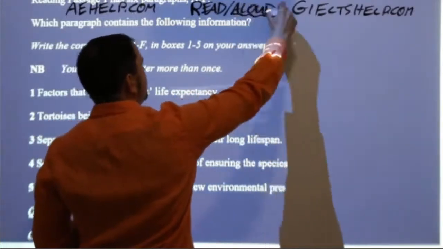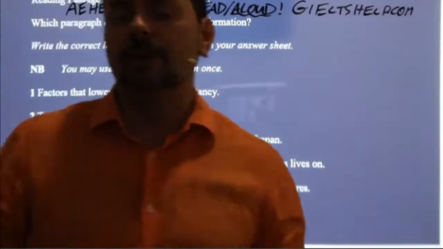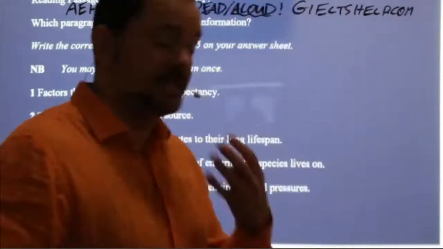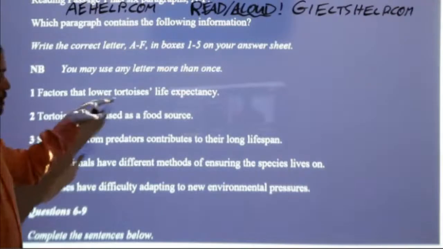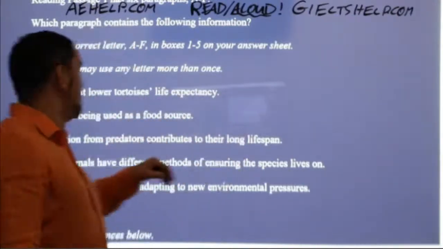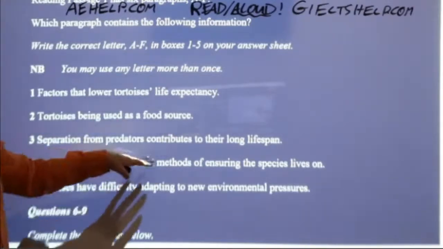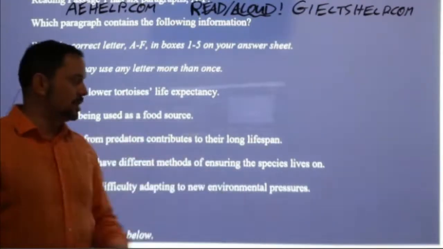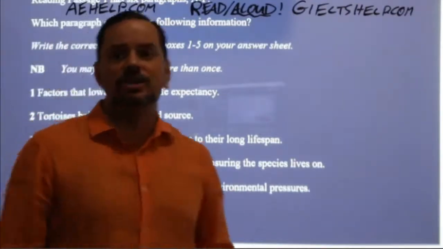Why is aloud reading important? Just before we get more into this. So why is it really important for you that when you're reading, you spend about half of your English reading practice every time reading aloud? Reading aloud means hearing your own voice, using your vocal cords, so reading factors that lower tortoises' life expectancy. Tortoises being used as a food source, separation from predators contributes to their long lifespan. Some animals have different methods of ensuring the species lives on. Tortoises have difficulty adapting to new environmental pressures.